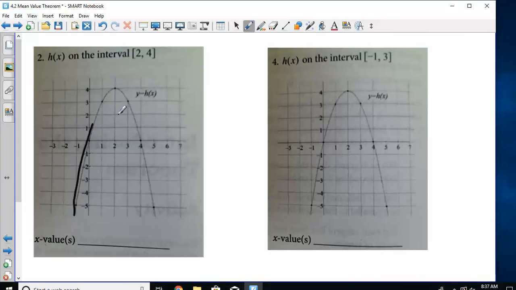So we have this parabola. I'm asking you to estimate the x values that would make the mean value theorem true. And this one is on the interval 2 to 4. So if we start when x is 2, that's right here. And then when x is 4, that's right here. I'm going to give you guys a ruler.